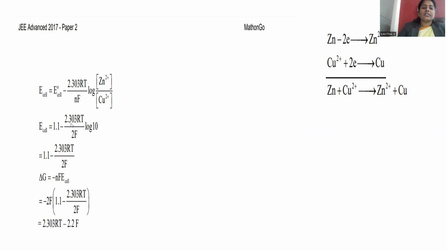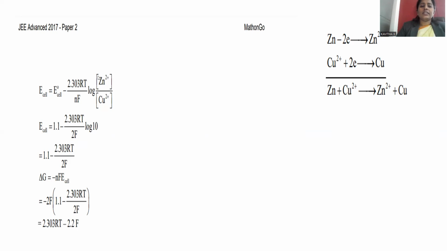2.303 numeral remains as such. R is the gas constant, T is the temperature, N is the valency, how many electrons transferred in the reaction. 2 electrons are supposed to be transferred. N value is 2. F is the Faraday, whose value is constant always, that is 96,500 coulombs.